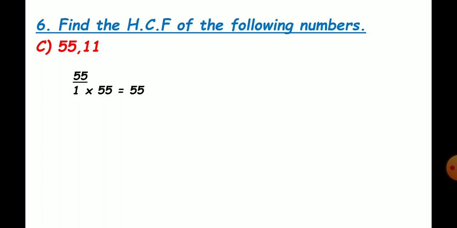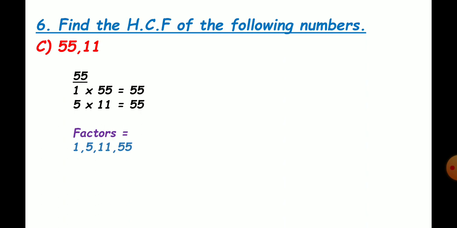Now 3 table it doesn't come. 4 table also it won't come because 4 is an even number and 55 is an odd number. 5 table it comes. 5 11s are 55. 6, 7, 8, 9, 10, those tables it doesn't come. It comes in 11th table. So the factor 11 is already there. So the factors are 1, 5, 11 and 55.